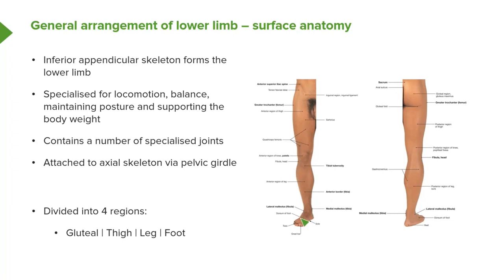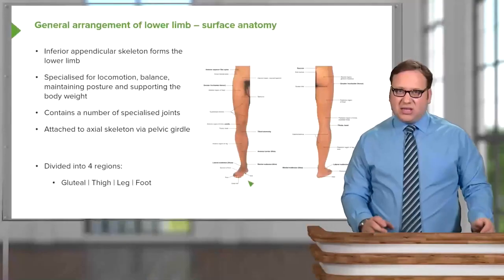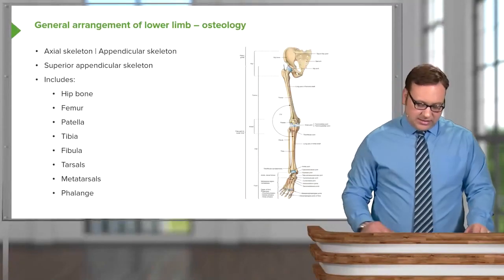And then we pass down into the foot. We go past both the medial and the lateral malleolus, which can be palpated. And then we move on to the dorsum of the foot, and underneath we have the sole. So some regions and some key surface landmarks.